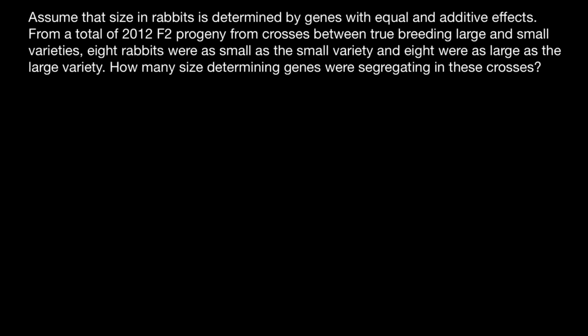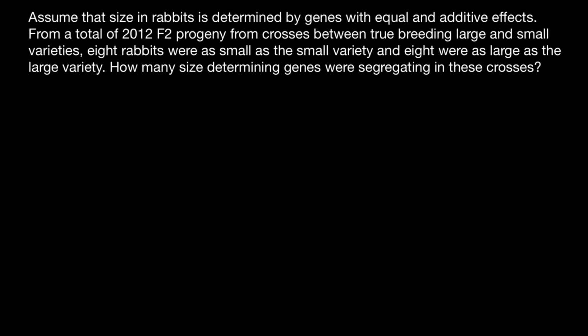Hello and welcome to Nikolai's genetics lessons, and today's problem is: assume that the size in rabbits is determined by genes with equal and additive effects. From a total of 2012 F2 progeny from a cross between true breeding large and small varieties, 8 rabbits were as small as the small variety and 8 were as large as the large variety. How many size determining genes were segregating in these crosses?